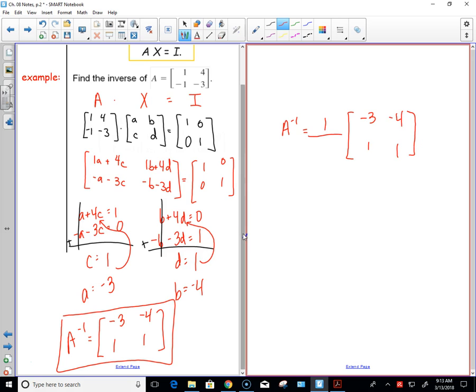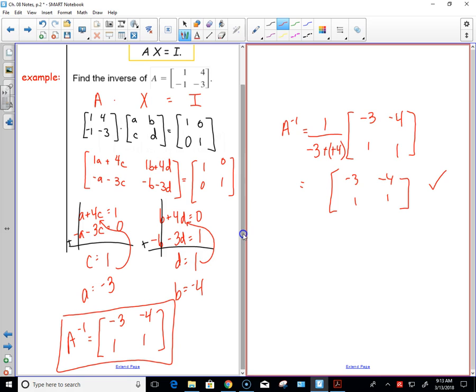What do I multiply by? 1 over AD minus BC, which is going to be minus -4. Good. Oh, that's going to be +4. What's -3 plus 4? 1. So my final answer would be -3, -4, 1, 1.